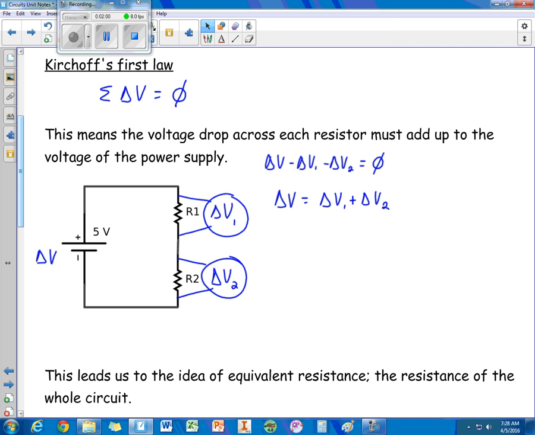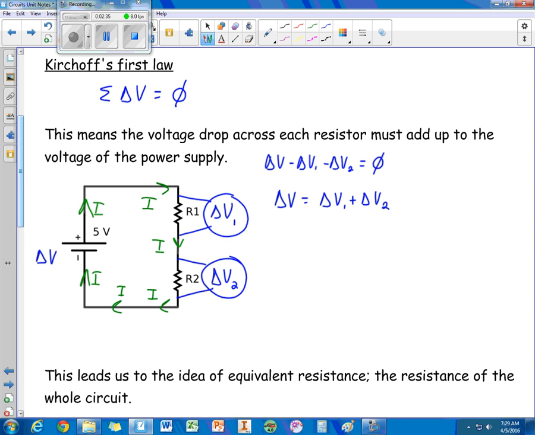All right, now if we take a look at the current, we're going to have some current that leaves this battery. Now, all of the current that leaves a battery must return to the battery. That's because of conservation of charge and conservation of current. So since all of the current that leaves the battery must return to the battery, that means all of that current stays the same as it flows through those two resistors.